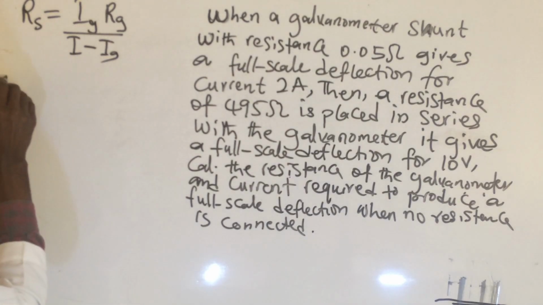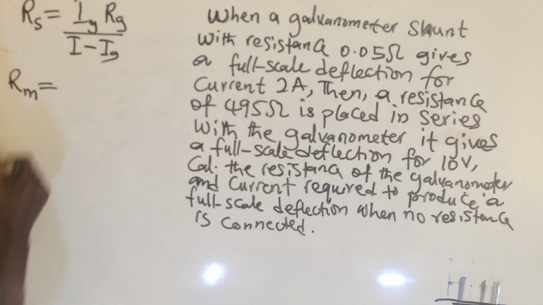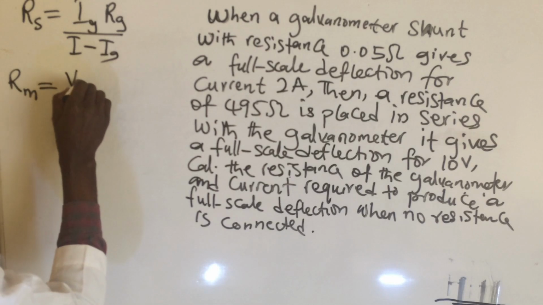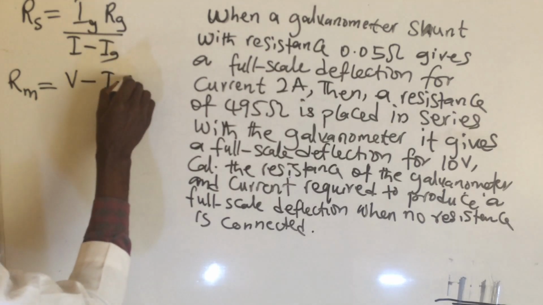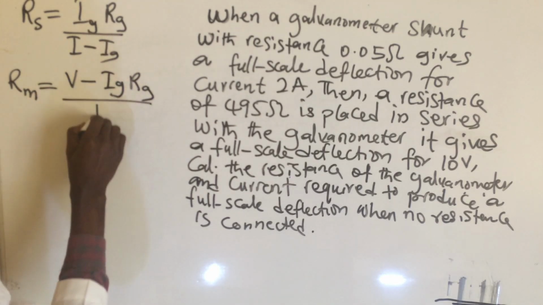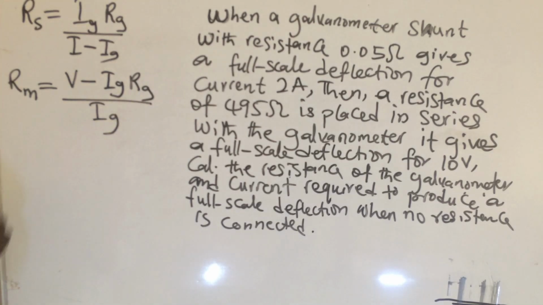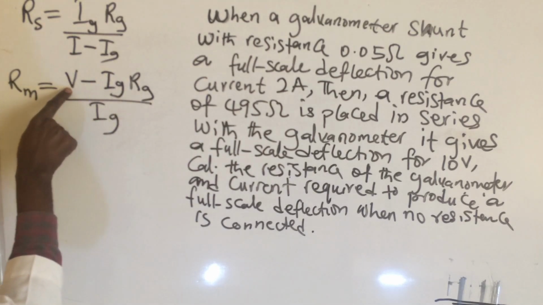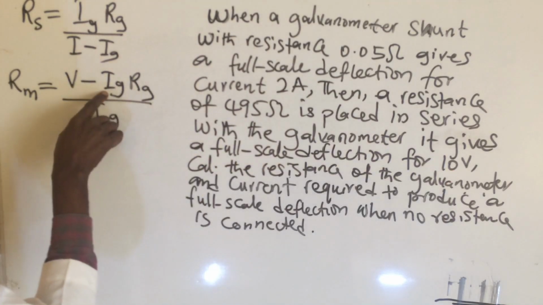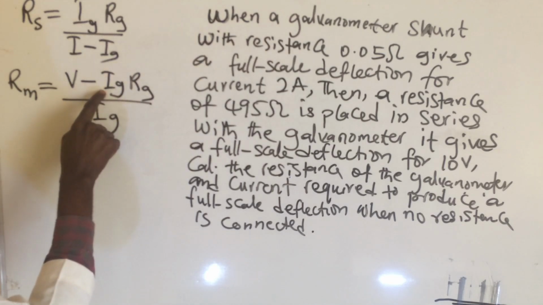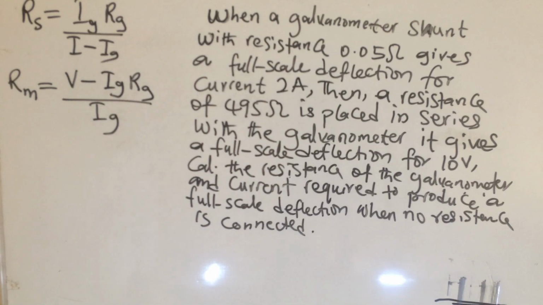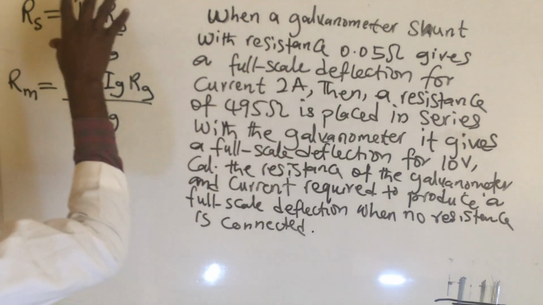Now for the multiplier, when you want to convert it to a voltmeter, the formula is R equals V minus Ig Rg all over Ig. This is the multiplier resistance, already given here, and this is the voltage it can measure, already given here. The current of the galvanometer and the resistance of the galvanometer are what we are looking for. Now we will equate these formulas.